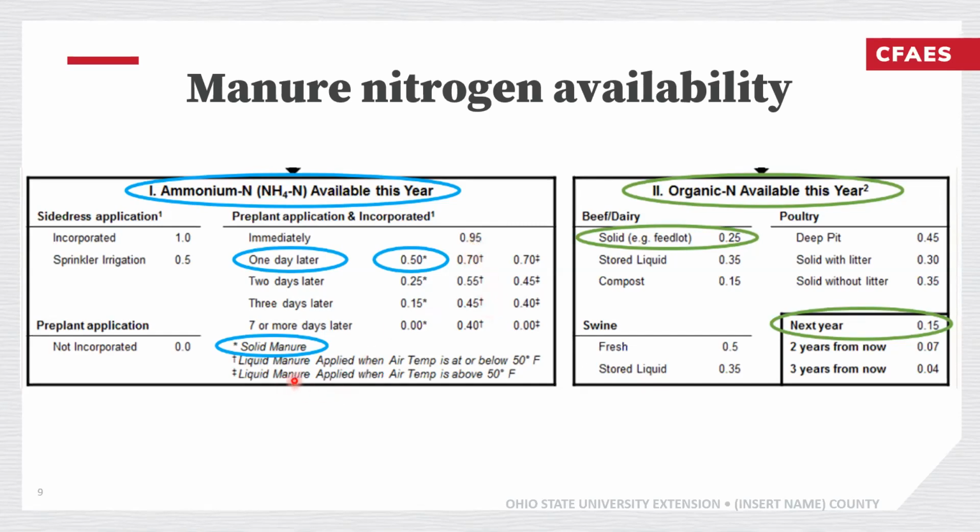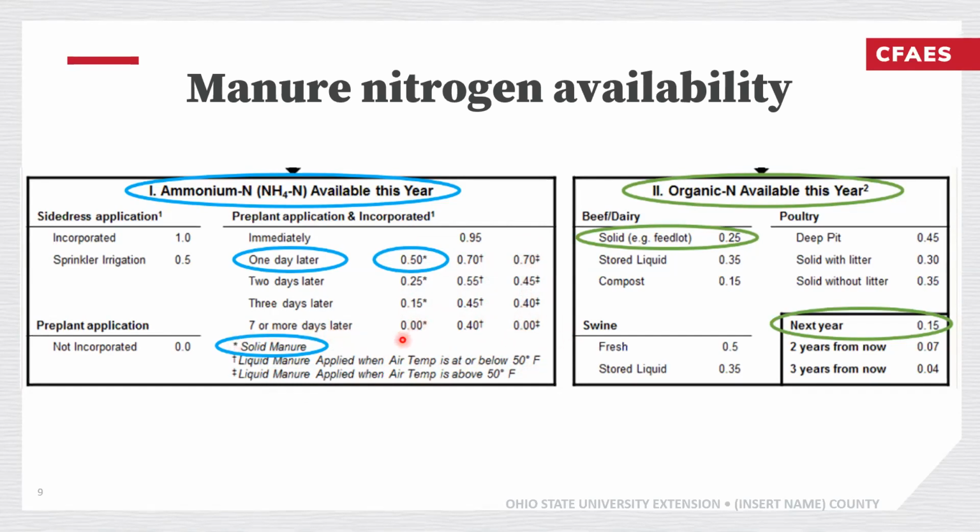And then it kind of depends a little bit on air temperature with incorporation and timing after that. So with liquid manure, when the air temperature is below 50, we're going to use the middle column. When the air temperature is above 50, use the right column, and then solid manure is in the left column. So one day later, you're going to get about 50% of your solid manure, 70% of cool air applied manure, and 70% of warm air applied manure. But as we go down in time, that application gets worse.